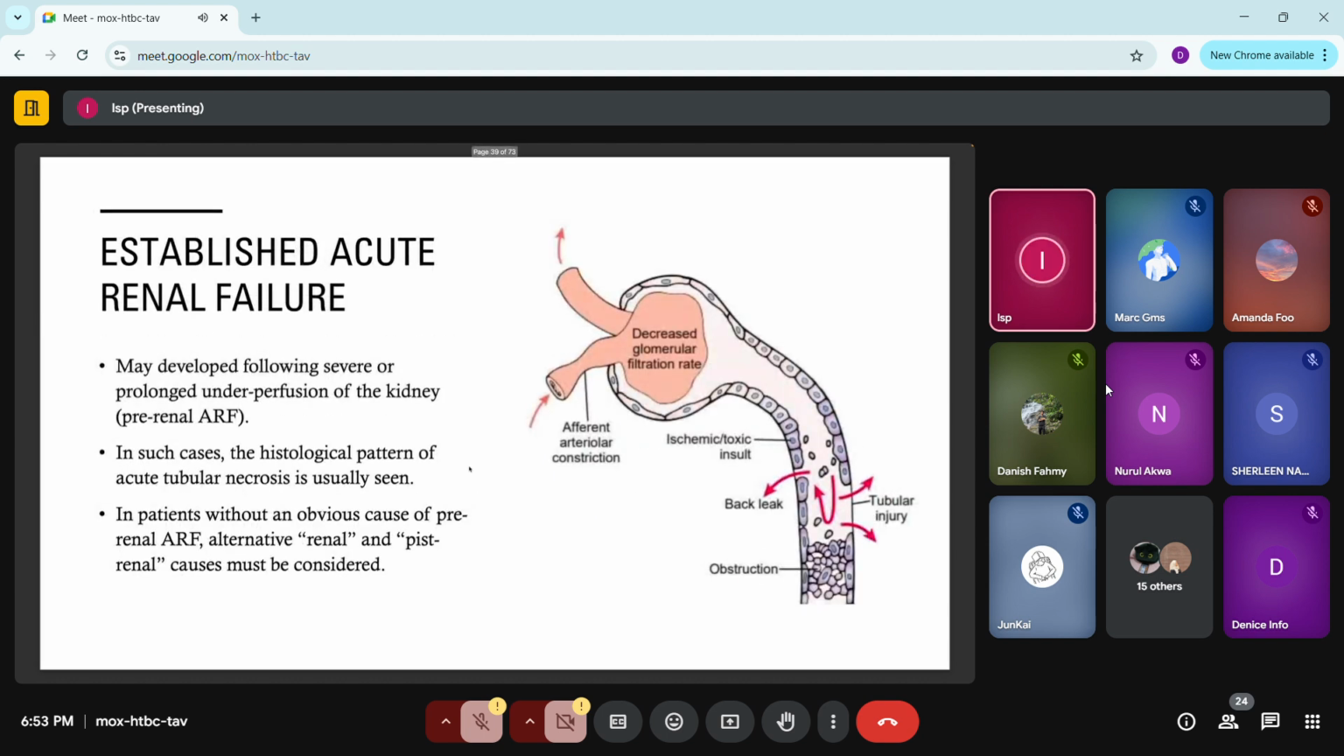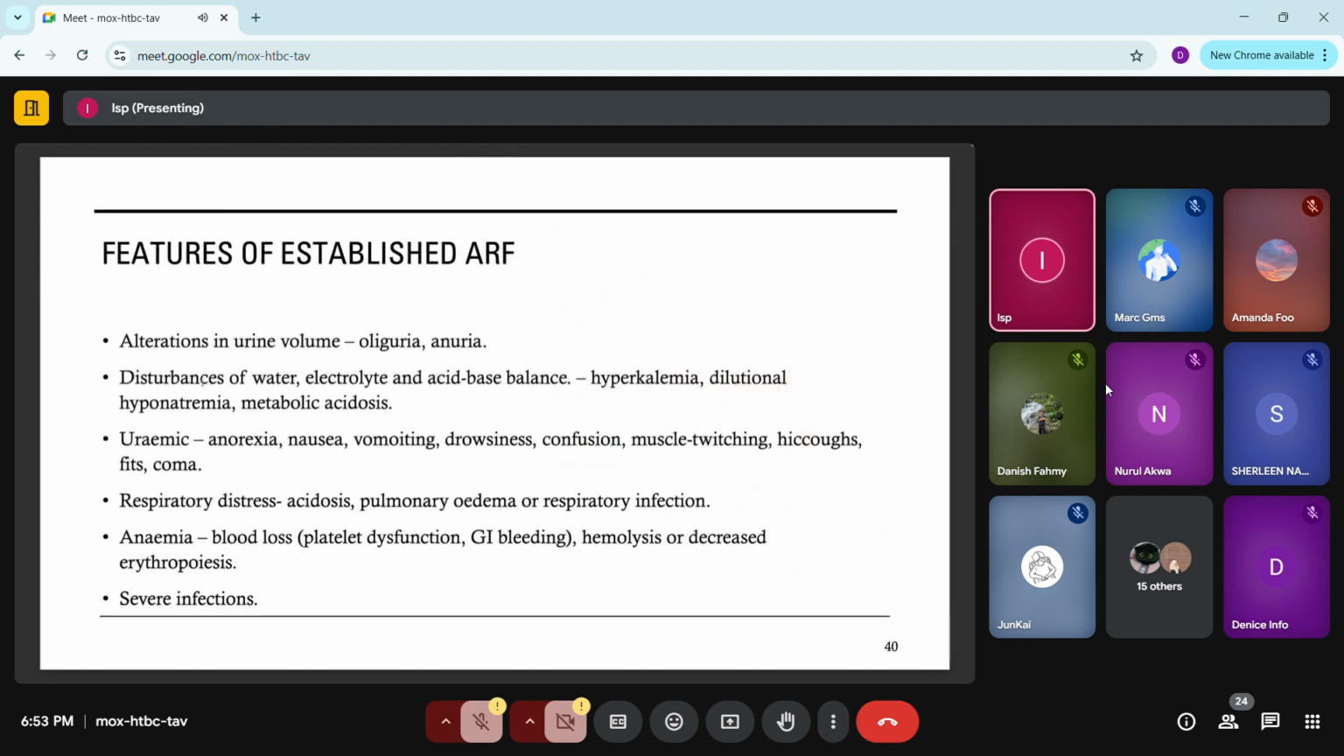Usually establishing the acute renal failure is not so difficult, because how do we detect acute renal injury or acute renal failure? We usually measure their GFR by checking the creatinine. So most of the time we will compare with their baseline renal function.